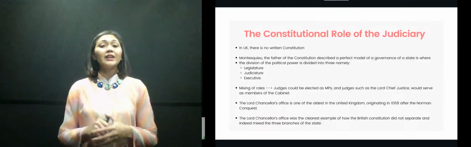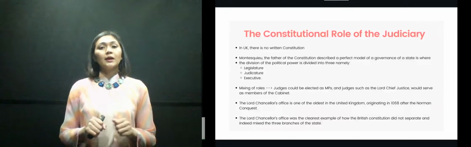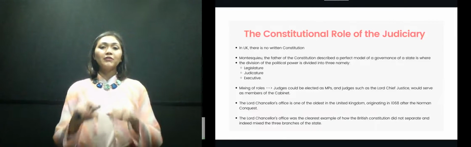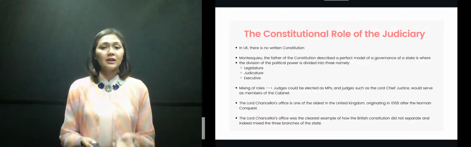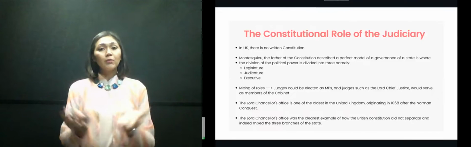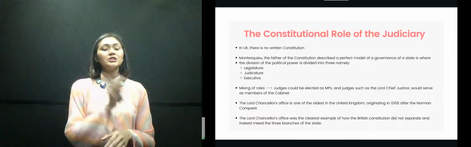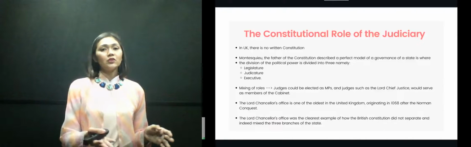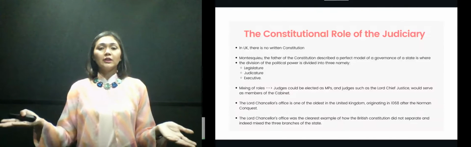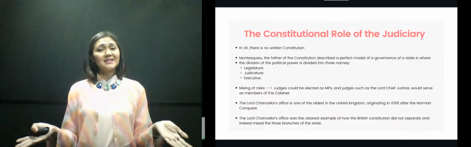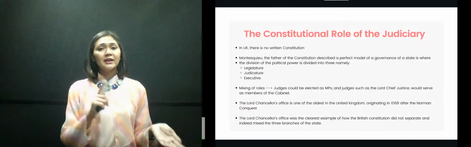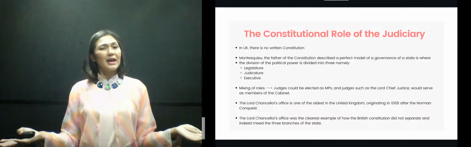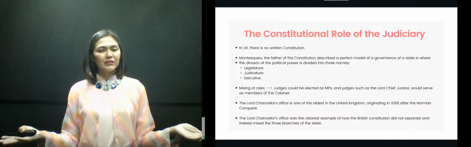So let's look at the father of the Constitution, Montesquieu. When he talks about the role of the judiciary, he reminds everyone of the perfect model of the governance of a state. In order to have a good model, you need to have 3 branches of powers which are separated, for example, legislative, executive, and also judiciary. If you mix up these roles, it can be hazardous, because if one person has power as a legislator, executive, and judiciary, the public will raise eyebrows, saying that there could be a conflict of interest.